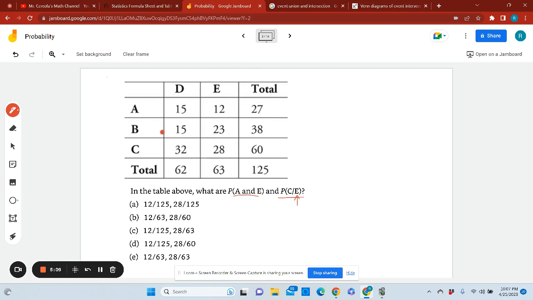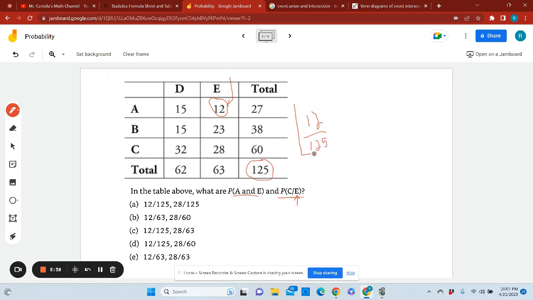You don't have to worry about formulas really with a question like this out of a two-way table. Okay, so the probability of A and E occurring, right? If there's 125 units in this table, right? I have my E column here. I have my A row here. So I'm looking at the intersection of those row and column. And I see there are 12 units in this box, 12 out of 125 total units in the table.